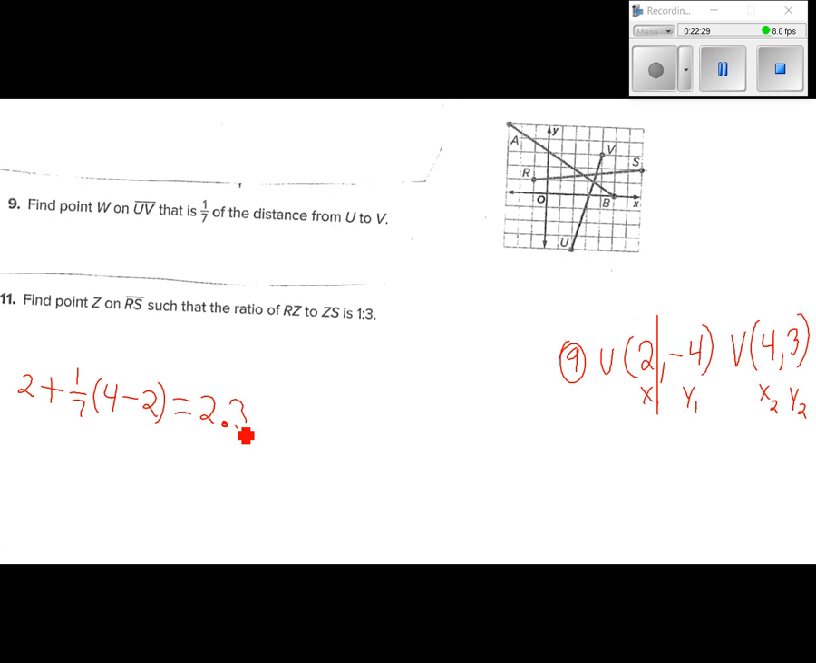Now we do the same thing for the y's. What's our y sub 1? Our fraction is 1/7 again. What's our y sub 2? 3. Y sub 1? -4. What's gonna happen there with minus a negative? Plus. So change that to plus. Type that into your calculator, figure it out.